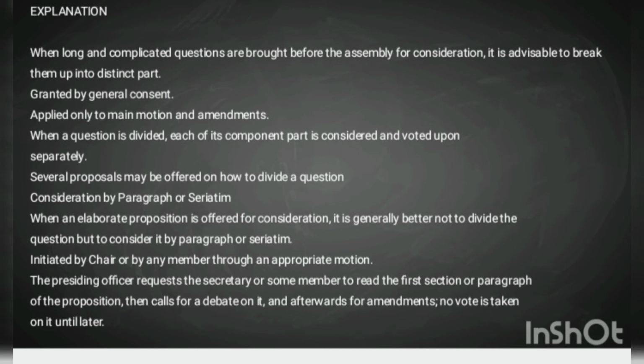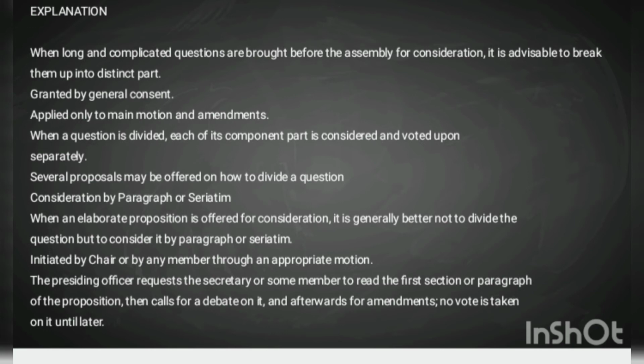When the question is divided, each of its component parts is considered and voted upon separately, the same as if each part had been offered individually. The request or motion must indicate how the question will be divided in a clear and concise manner. Several proposals may be offered on how to divide a question, but these are not recognized as amendments, but rather as alternative propositions that must be evaluated and voted on one by one.